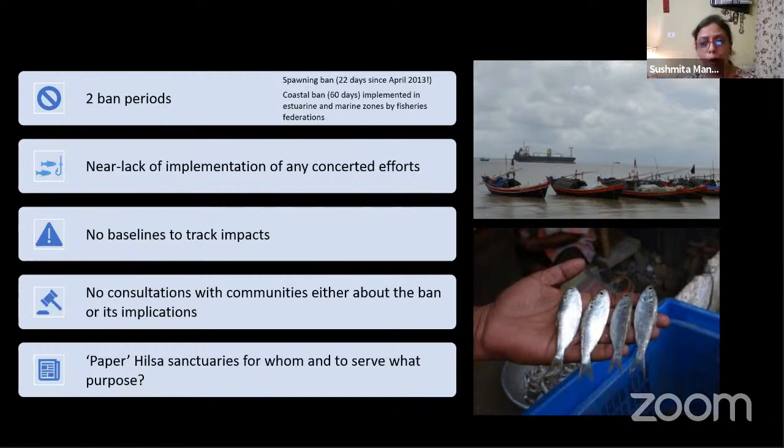And what the policy does talk about are Hilsa sanctuaries. While these sanctuaries are identified in policy, they do not seem to be there; they have not been delineated on the ground. People do not know where these sanctuaries are, because they are supposed to be the breeding ground for the fish, but it doesn't seem like any delineation has happened beyond just having them on the policy front.